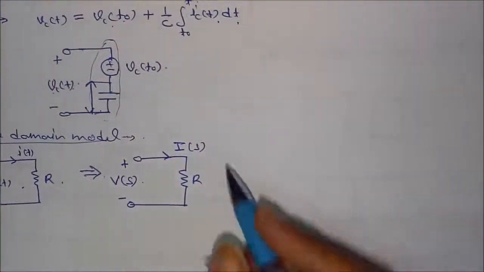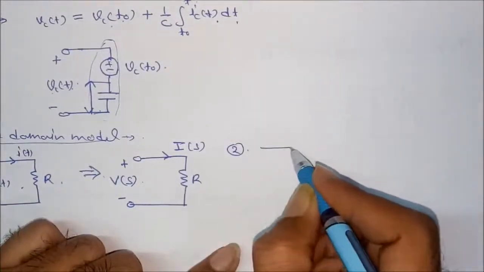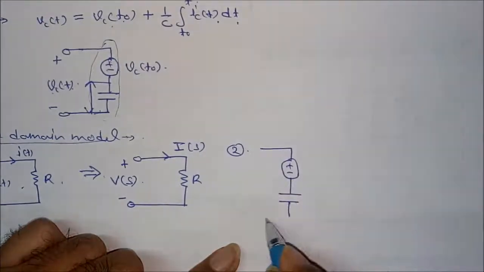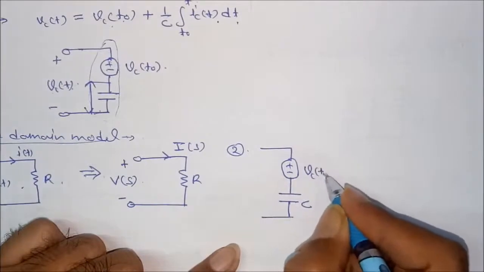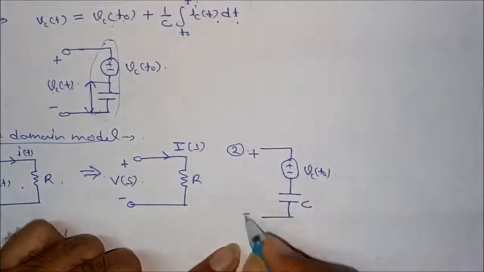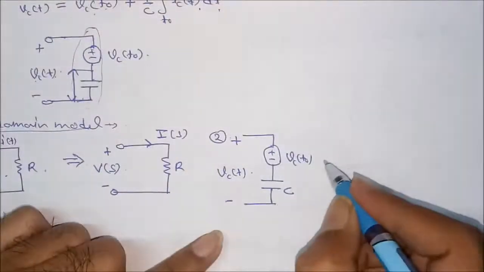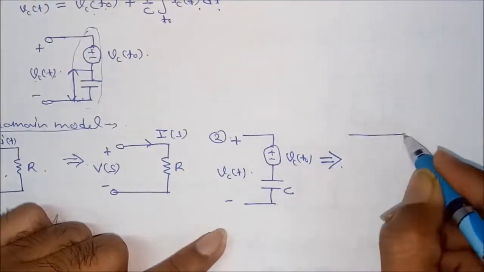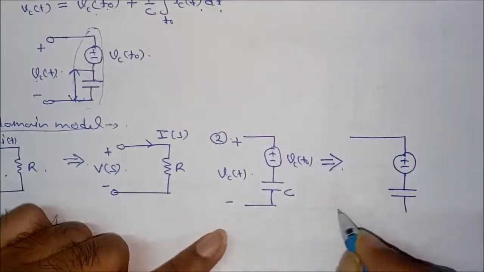The next one is the capacitor. If I'm asking about the capacitor, what will happen? The time domain model is this, with C, V_C(t naught), plus minus V_C(t). Now see its Laplace domain equivalent. What will be the Laplace domain equivalent? That is equal to a voltage source with the capacitor.